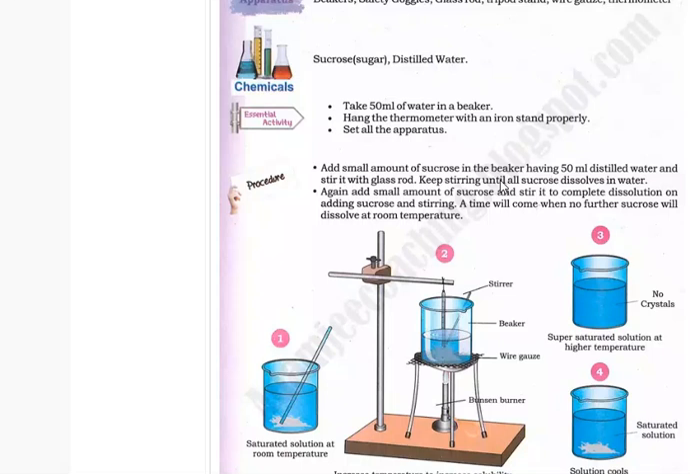The essential activity for this practical is to take 50 ml of distilled water in a beaker, hang the thermometer like that with the iron stand, properly set all the apparatus, and then adjust all the apparatus.